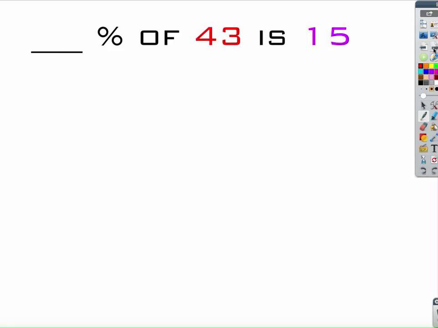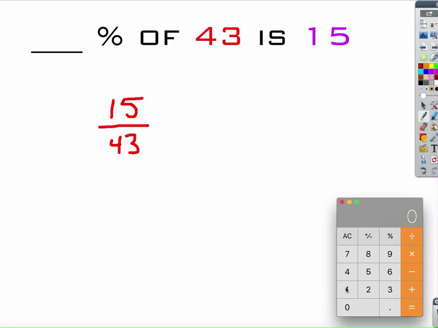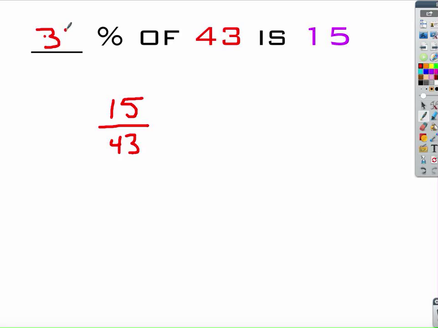Okay, let's try one more. What percent of 43 is 15? We set it up as a fraction first: 15 out of 43. Then we divide, because that's what the fraction bar means. 15 divided by 43, there's our decimal number. And then we want percent, so we're going to times it by 100. Our percent rounded to the nearest ones place would be 35%. So 35% of 43 is 15. Okay, so that's how you figure out percents when you know how much you're talking about and out of how many.